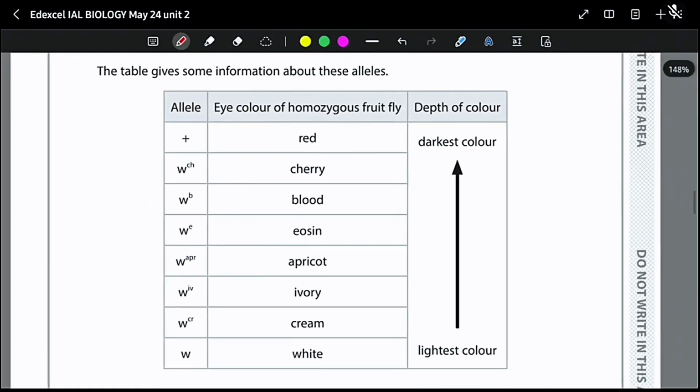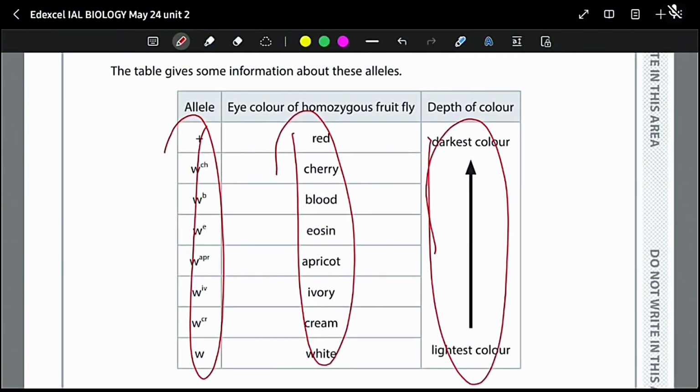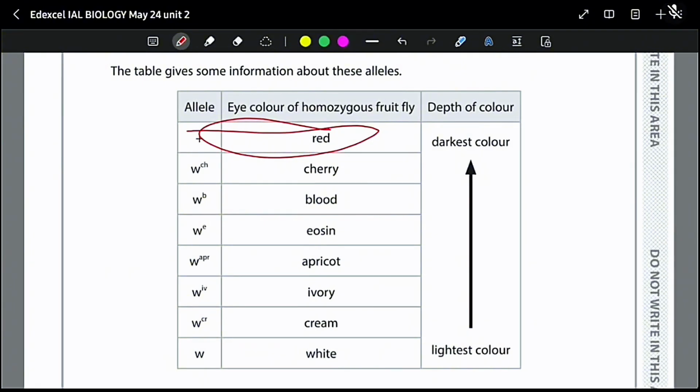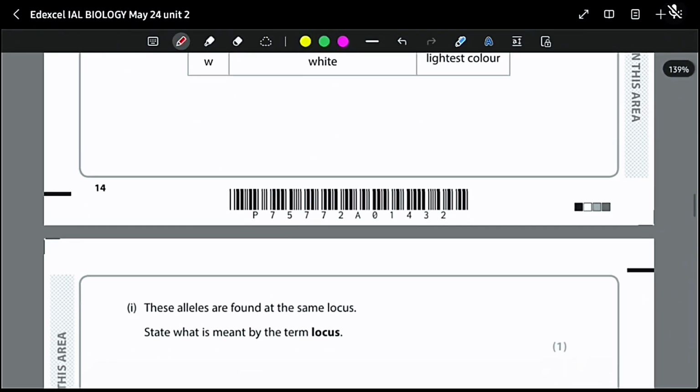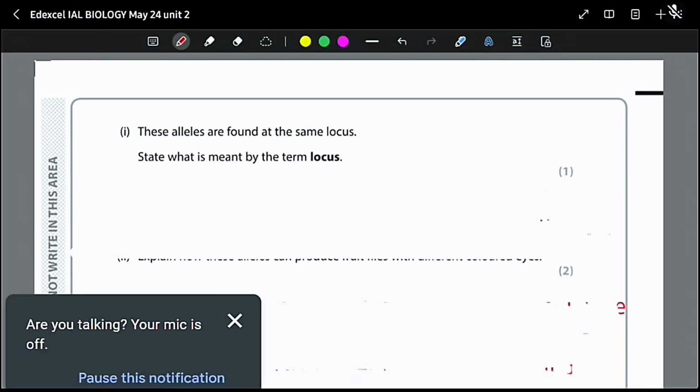So we have alleles on the left hand side, colors in the middle, and on the right hand side the darkest to the lightest color, basically the depth of color. The ones on the top have the darkest color, which is red here, and as it goes down the color depth decreases, making it the lightest color. 1. These alleles are found at the same locus. State what is meant by the term locus. We know locus is basically the location.